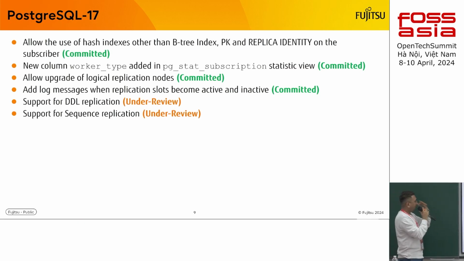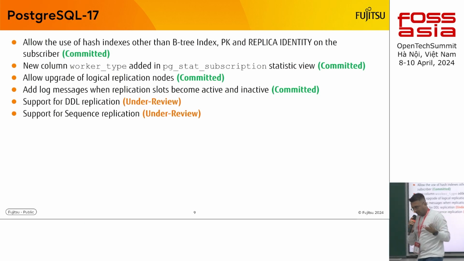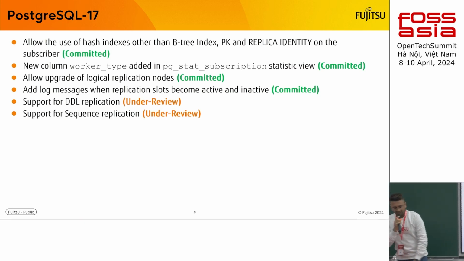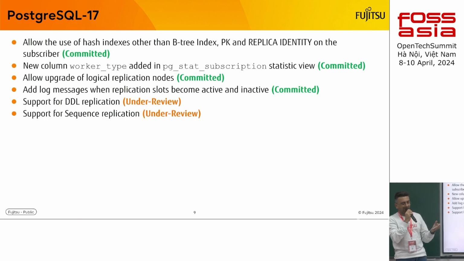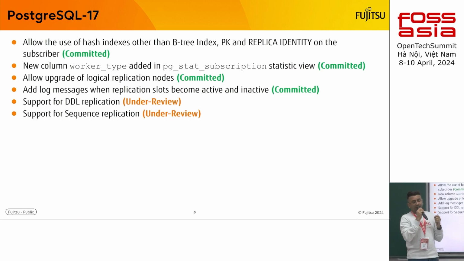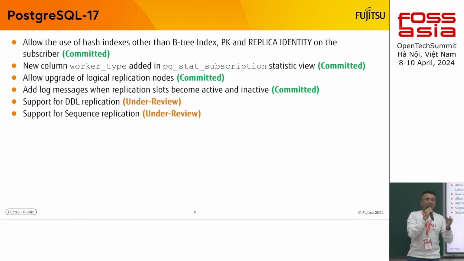Next one is allow upgrade of logical replication nodes. This is one of the most interesting enhancements which we are expecting in PostgreSQL 17. Generally, when we perform a major version upgrade of PostgreSQL in your logical replication setup by using the pg_upgrade utility, you will not be able to migrate your replication slots from the older version to the new version at the publisher side. And at the subscriber side, you will also not be able to maintain the full state of the subscription at the subscriber side.